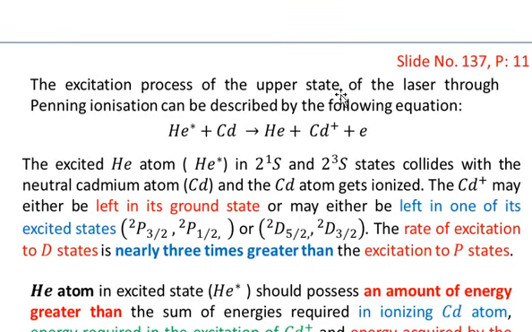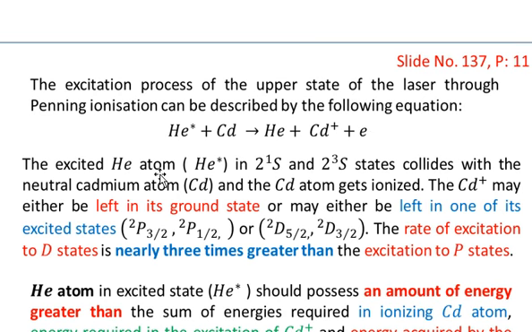We have obtained, you see, what we have explained, these energy terms. The excitation process of the upper state of the laser through Penning ionization can be explained by the following equation. You have the excited helium. The star indicates that helium is excited to its metastable states. And we have the neutral cadmium atom. This neutral cadmium atom collides with the helium atom in its excited state, and the energy is transferred in such a way that the helium gets de-excited to its ground state, while the cadmium atom is ionized, and an electron is also emitted.